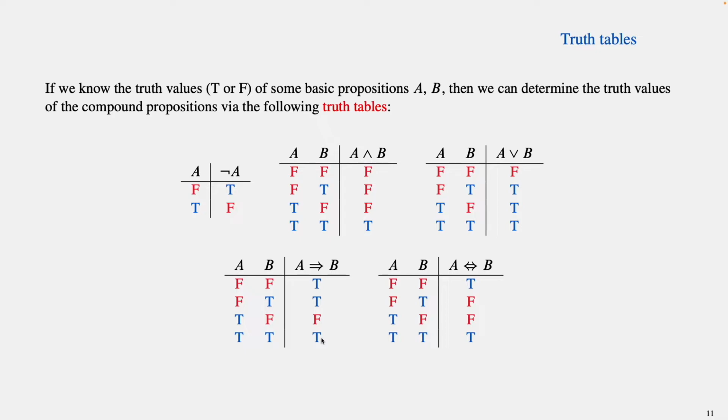However, if A is true, but B is false, then we cannot say that A implies B. It contradicts what we understand under A implies B. So if A is true and B is false, then A implies B should be false.